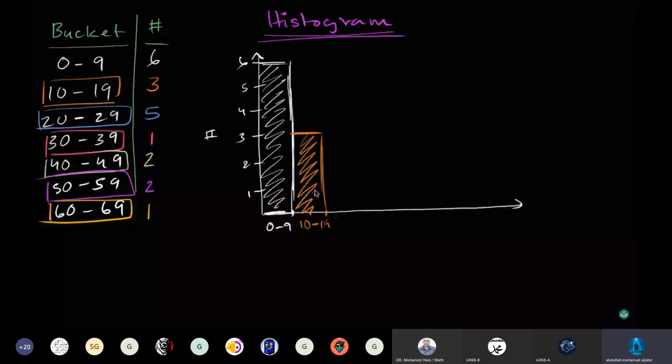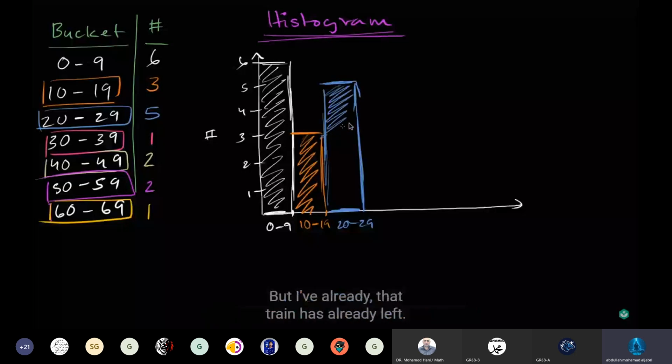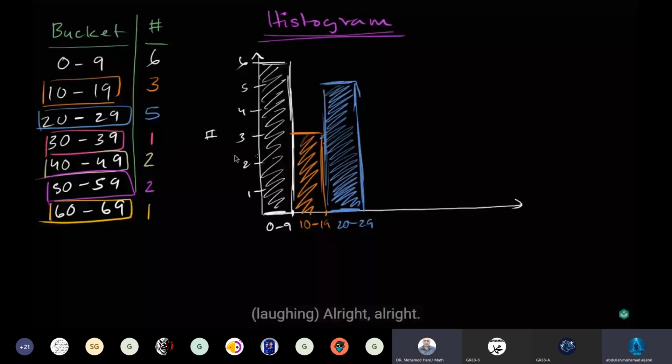Then 20 to 29, I have 5 people. 20 to 29, which is going to be this one. I'm writing too big. So 20 to 29, this bar, there are 5 people. I should have made the bars wide enough so I could write below them. All right, then 30 to 39, I'm going to write smaller. That's going to be this bar right over here. We have one person.